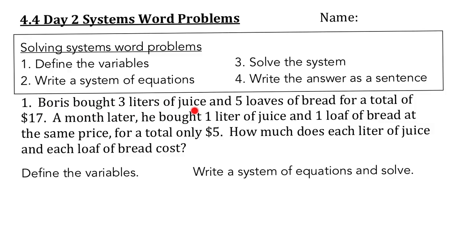Okay, so let's read the first one. Boris bought 3 liters of juice and 5 loaves of bread for a total of $17. A month later, he bought 1 liter of juice and 1 loaf of bread at the same price for only $5. How much does each liter of juice and each loaf of bread cost?